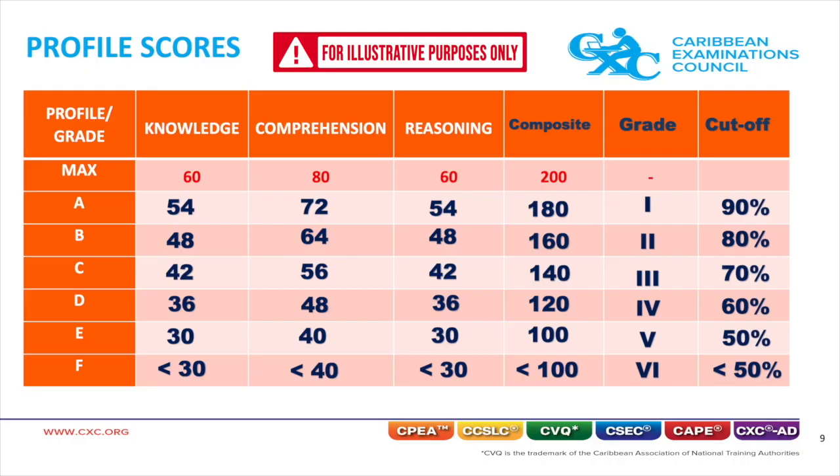Each letter grade is associated with a range of scores that contributes to the final grade awarded. That is, for knowledge and reasoning, A ranges from 54 marks to 60 marks. B ranges from 48 marks to 53 marks. C ranges from 42 marks to 47 marks, and so on. For comprehension, A ranges from 72 marks to 80 marks. B ranges from 64 marks to 71 marks. C ranges from 56 marks to 63 marks, and so on. Be reminded that the numbers used are for presentation purposes only.